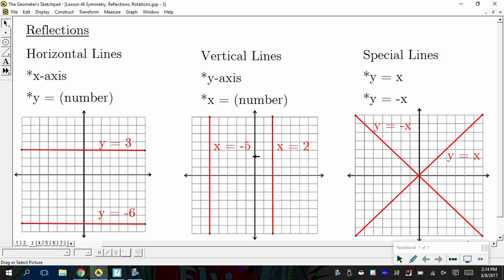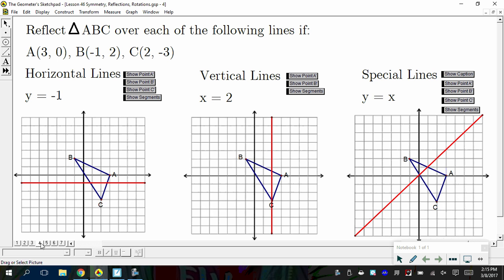Vertical lines like the y-axis, or lines like x equals -5 and x equals 2. And these two special lines, y equals x, that's this line that goes up to the right, or y equals -x, this line that goes down to the right. So let me show you what a couple of those look like.